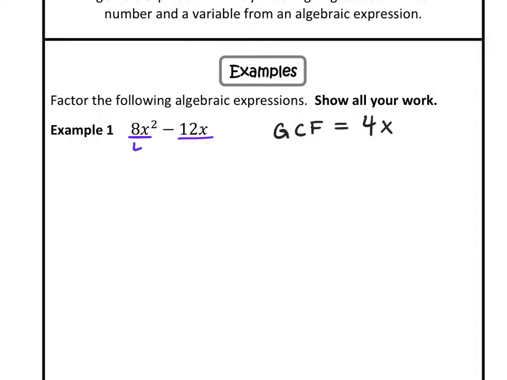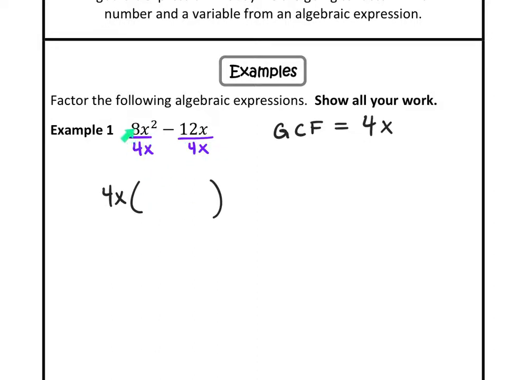So remember what we did last class. We divided both terms by that GCF. And then we set up a parentheses for what we're going to get when we divide. And what do we put in front of the parentheses? The GCF, right? So let's see, what are we going to put inside the parentheses? It depends on what we get when we divide.